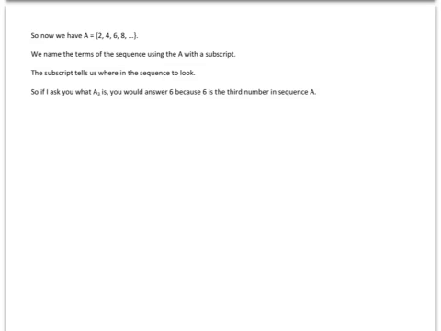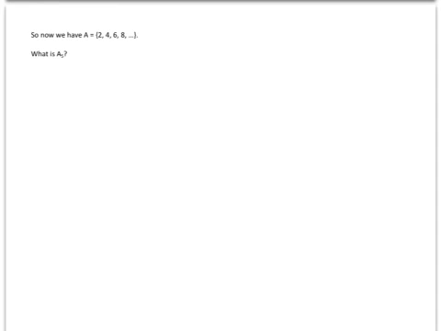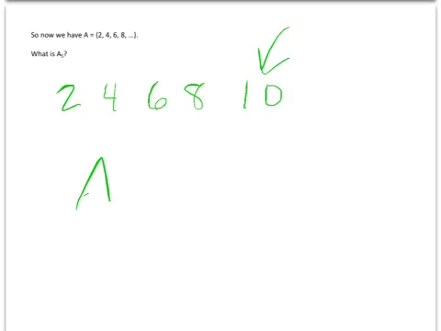So we name the terms of the sequence using the letter A with a subscript. And the subscript tells us where in the sequence to look. So if I ask you what A3 is, you would answer 6, because 6 is the third number in the sequence. So using the same sequence, 2, 4, 6, 8, 10, 12, what is A5? That would be the 5th number in the sequence. 2, 4, 6, 8, 10. So A5 equals 10.